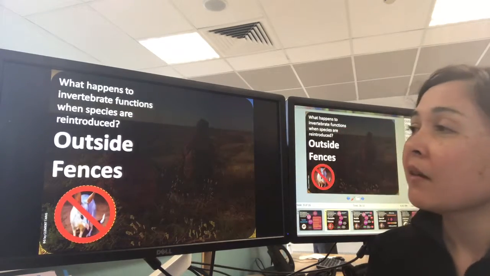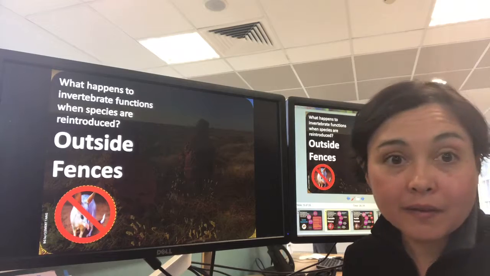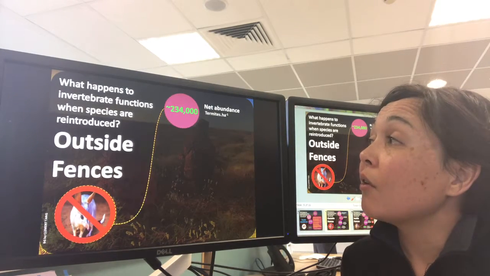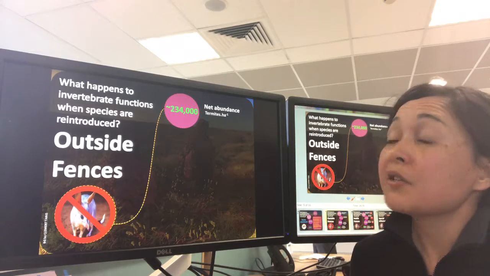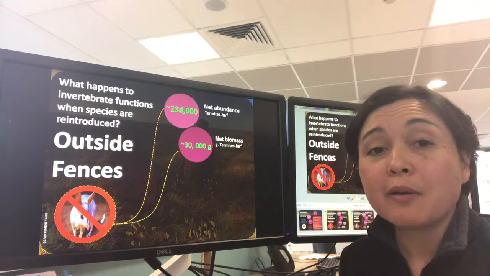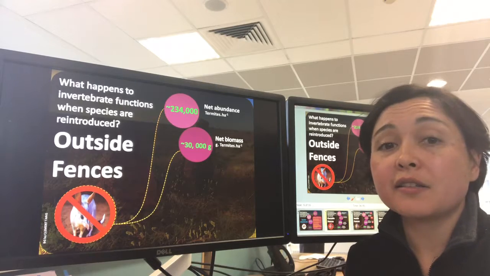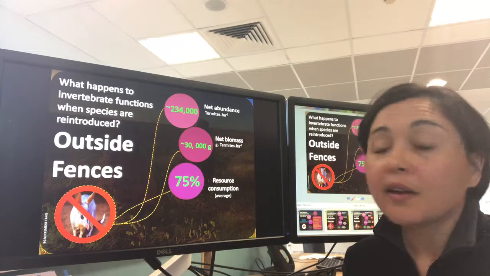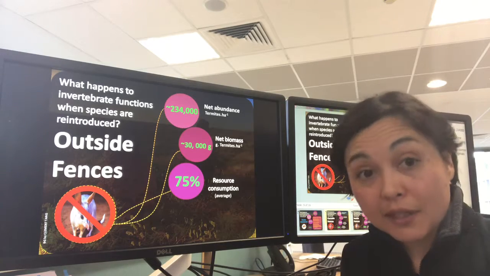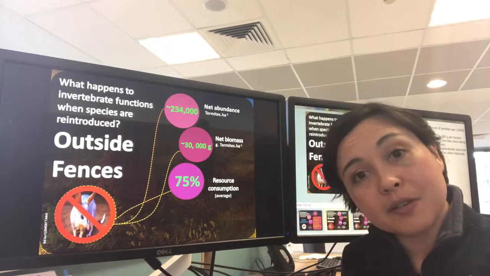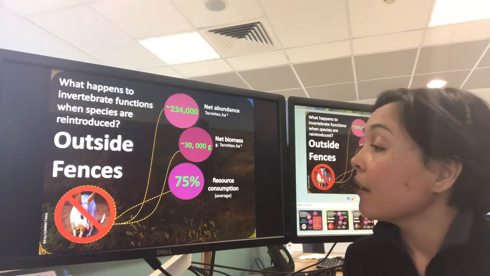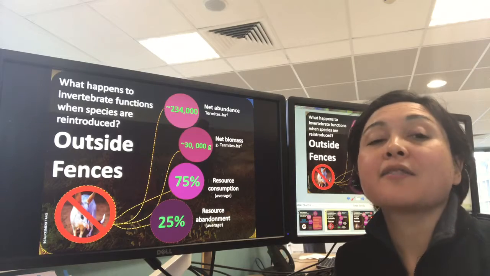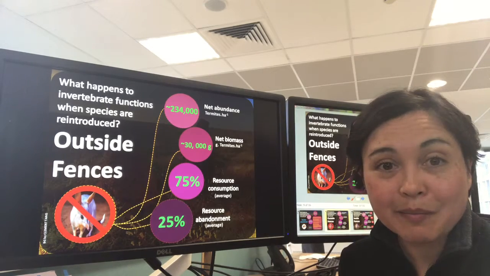So outside the fences, where the mammals are still regionally extinct, we found a net abundance of 234,000 termites per hectare, which equates to a biomass of about 30,000 grams of termites per hectare, which is about 30 kilograms. For resource consumption, quite a lot of the resources got eaten. Termites were eating up to 3/4 of the resources we gave them, but only 1/4 of the termites would run away when we attacked resources for our experiments.